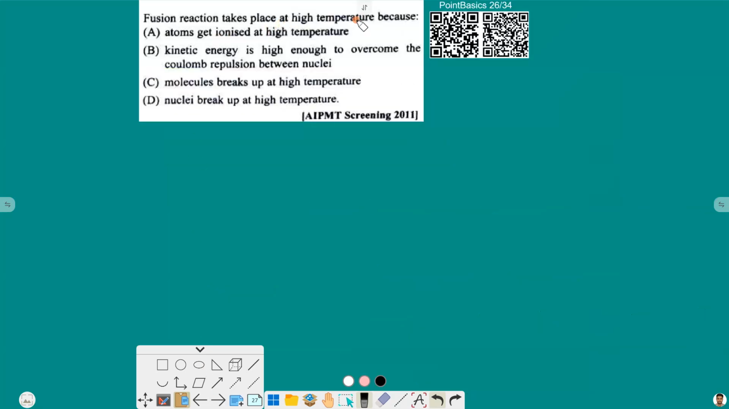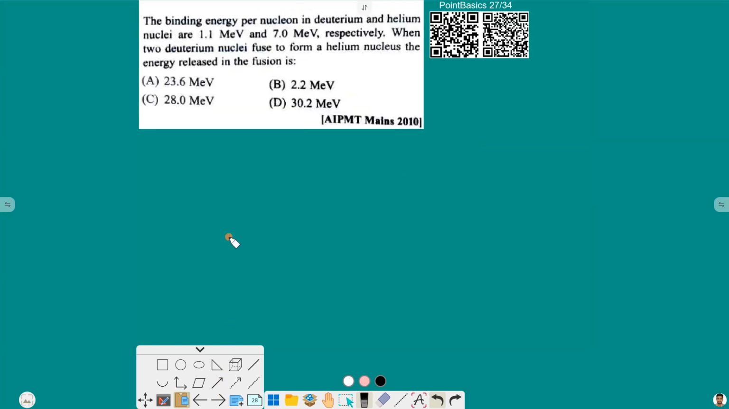Fusion reactions take place at high temperature because atoms get ionized, kinetic energy is high enough to overcome the Coulomb repulsion, molecules break up at high temperature, or nuclei break at high temperature. So the right answer is option B, that kinetic energy is high enough to overcome the Coulombic repulsion between the nuclei. So both of the nuclei come in the close vicinity of each other and then they get fused, and we have a fusion reaction. So option B is the right answer.